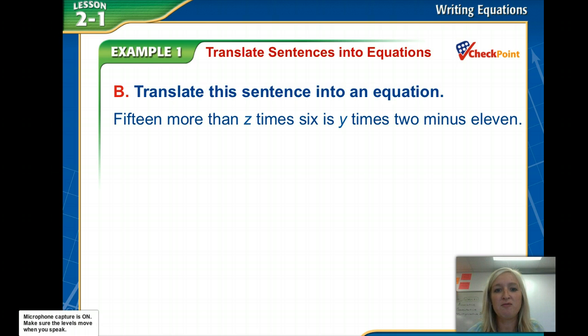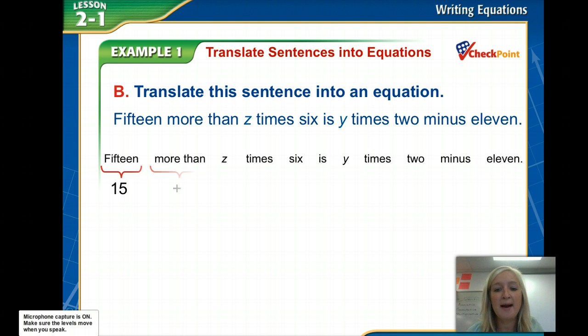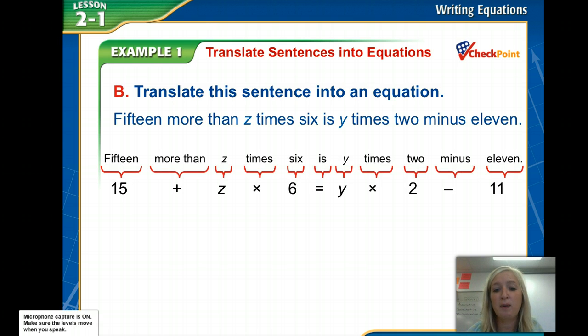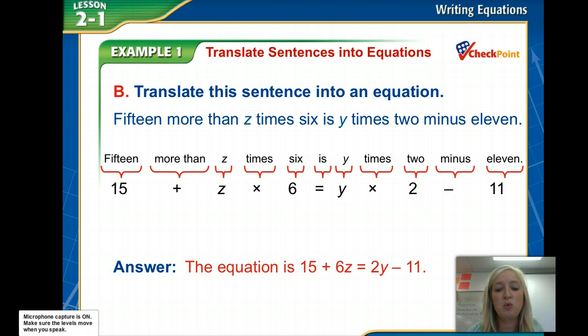All right, hopefully you've paused the video and you have an answer to this question. 15 more than z times 6 is y times 2 minus 11. Again, I broke each segment apart and translated algebraically. I got 15 plus 6z equals 2y minus 11. Hopefully you got the same thing.